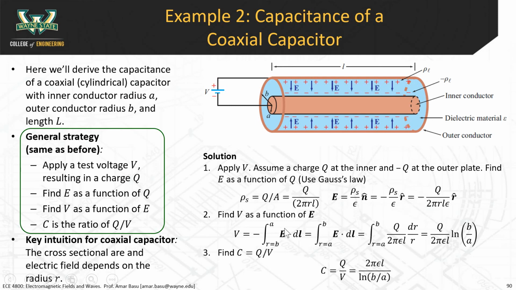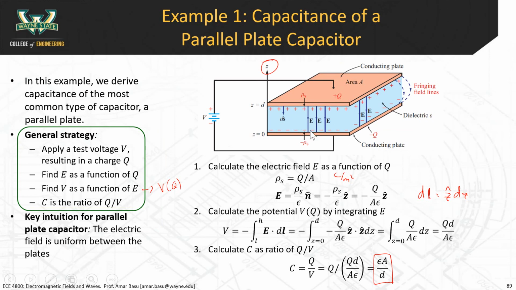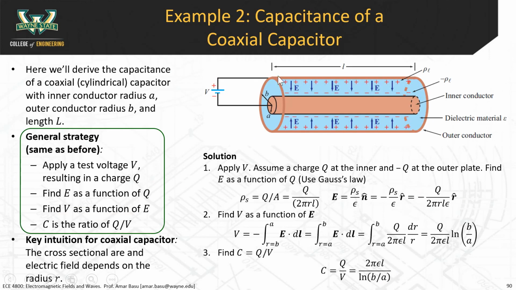Okay? So that's a key difference between the parallel plate, which has uniform charge density and uniform electric field, and the coaxial capacitor, which has low charge density and low electric field on the outer conductor surface, and higher charge density and higher electric field on the inner conductor surface. And the electric field turns out to be a function of R as well, because you plug in the formula, E is equal to rho S over epsilon n hat, same as before. And you get rho S over epsilon times R hat, and you plug in the surface charge density that you found here, and it's Q over 2 pi RL epsilon in the R hat direction.